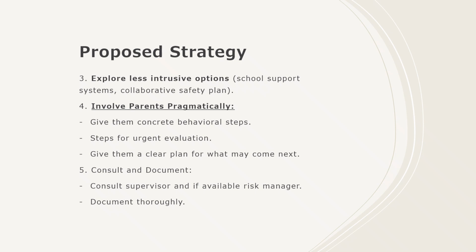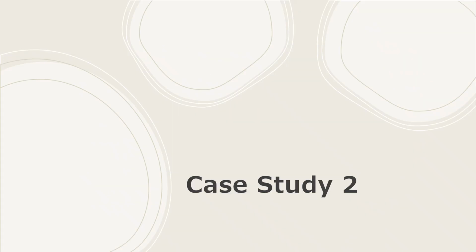Number 5, you need to consult and document. Consulting supervisors and possibly an available risk manager can help you get a different perspective and a better understanding. And of course, document, even very little things like his name, his age, and stuff are very important when it comes to being a social worker and helping people.